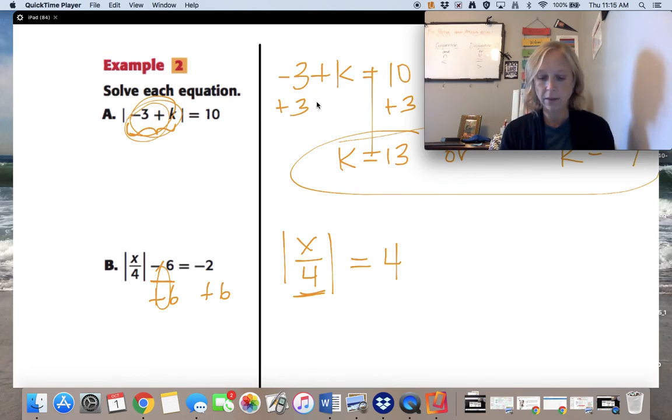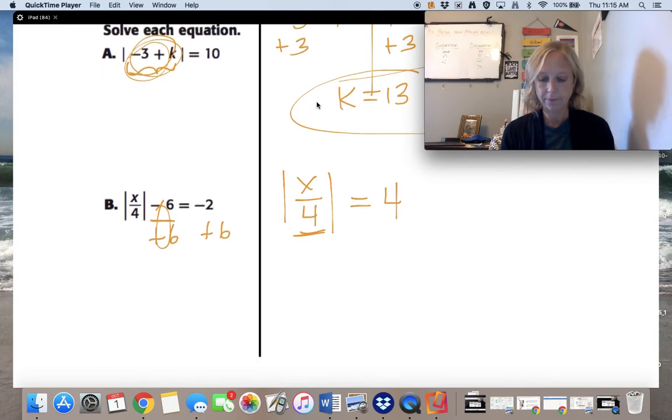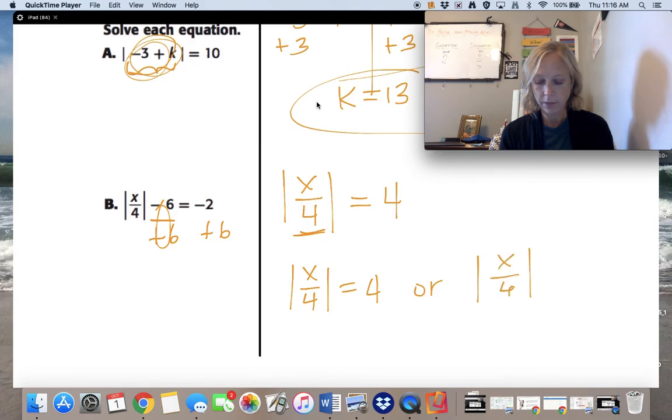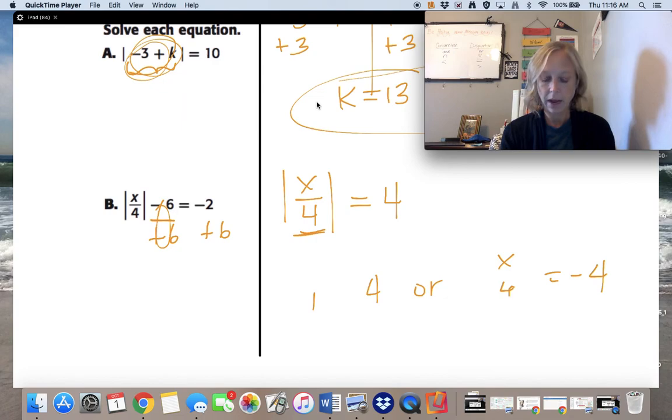I'm going to rewrite this now as a disjunction. The absolute value of x over 4 is equal to 4, or the absolute value of x over 4 could be equal to negative 4. Solve each of these. Oh, and I'm sorry, when I write my disjunction, I should not be including my absolute value symbols. I'm sorry about that. Let me rewrite it so it's correct.